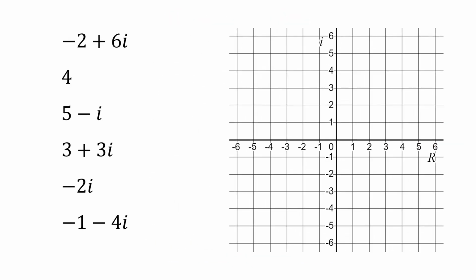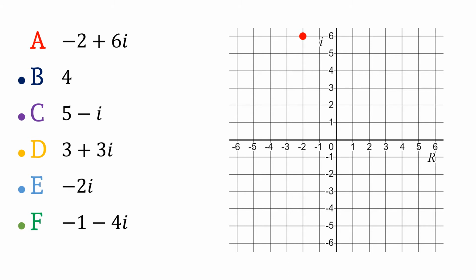Okay, so we're going to plot 6 complex numbers here. And so we've lined up these 6 numbers on the left side. And now we're going to give each one a letter and a color so we can plot them easily. So the first one is -2 plus 6i. And let's watch this red dot work over to -2 on the real and then up 6 on the imaginary.